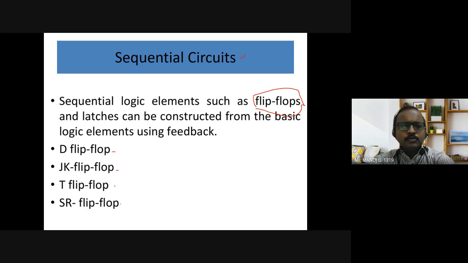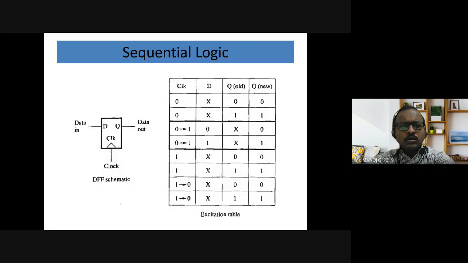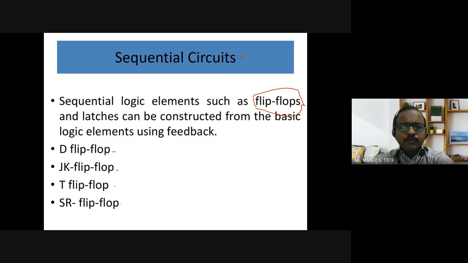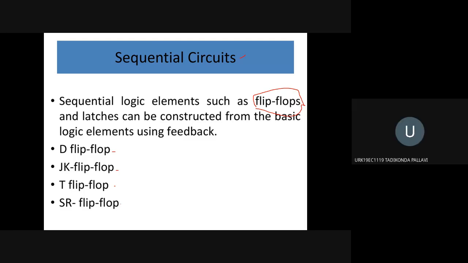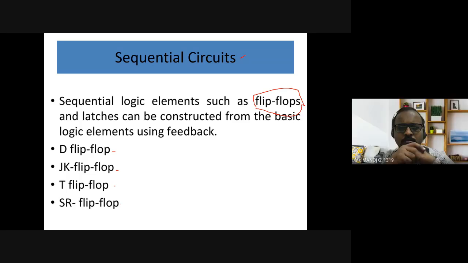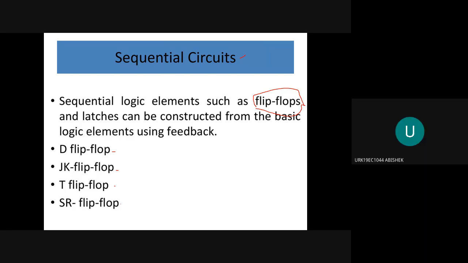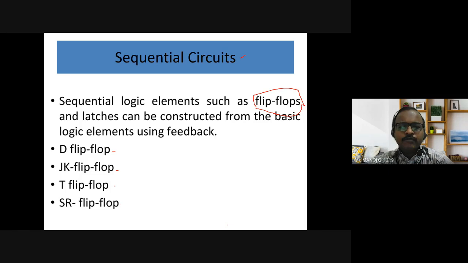So this is a sequential table for D flip-flop. What is the other name for D flip-flop? Anybody? Delay flip-flop, sir. Who's that? Number 44. What's your name? Abhishek, sir. Abhishek, that's the right answer. It's called delay flip-flop.